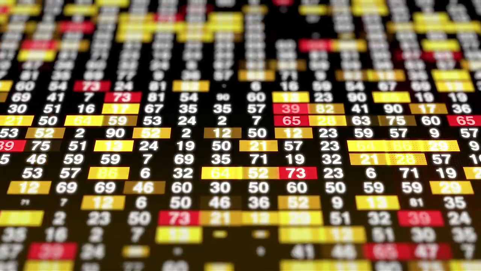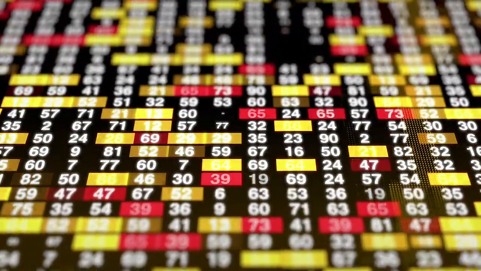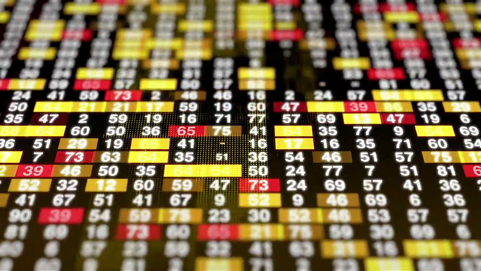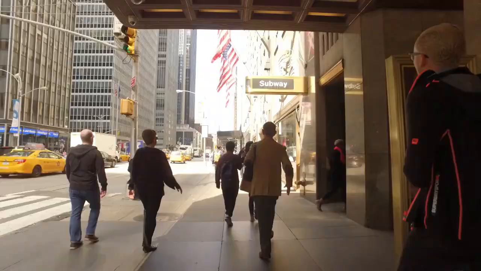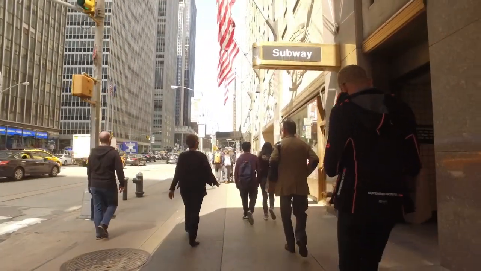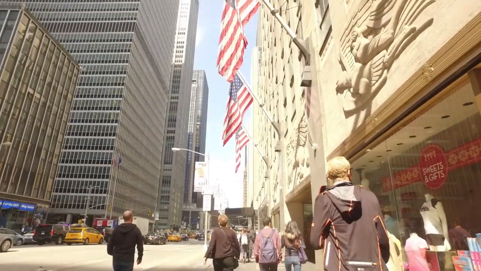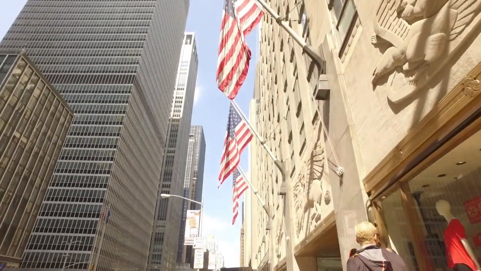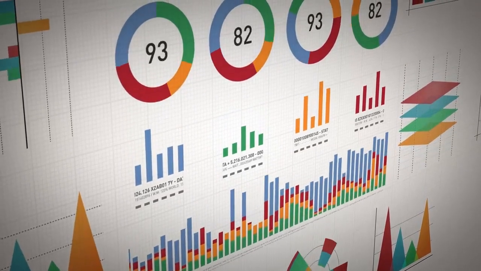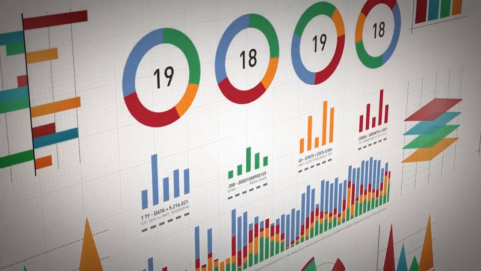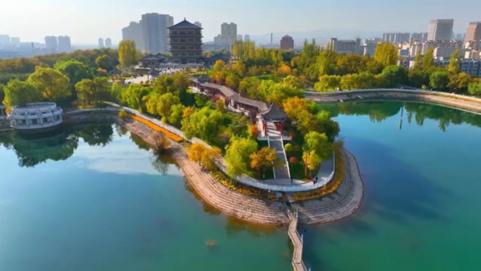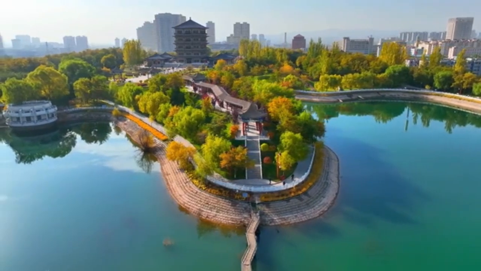Key resistance. R1 is 1.3373. We just rejected there. R2 is 1.3405. R3 is 1.3439, our invalidation level. The pivot point is 1.3339. Trade above that and intraday bias leans bullish. Trade below and shorts accelerate.